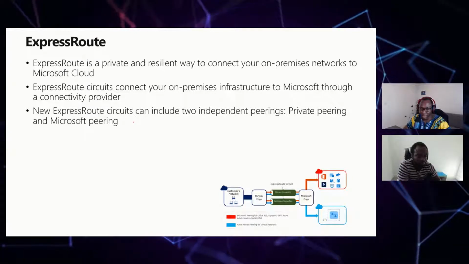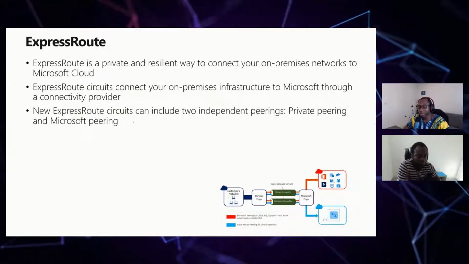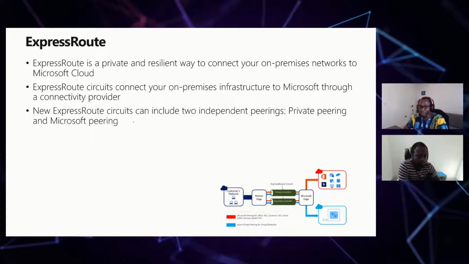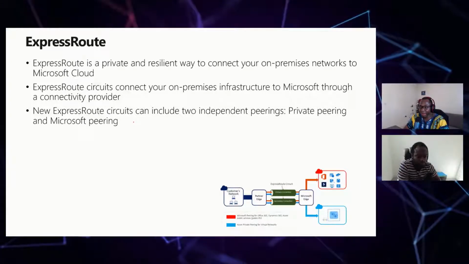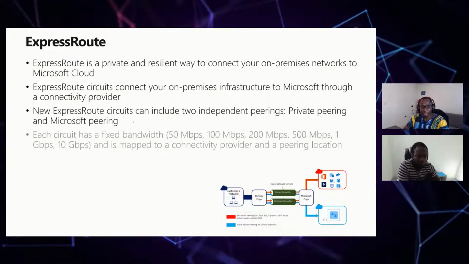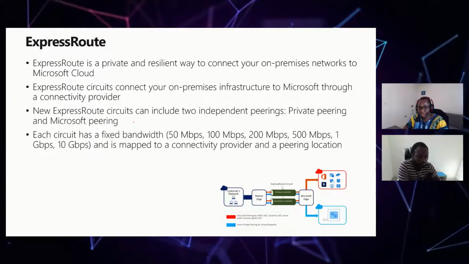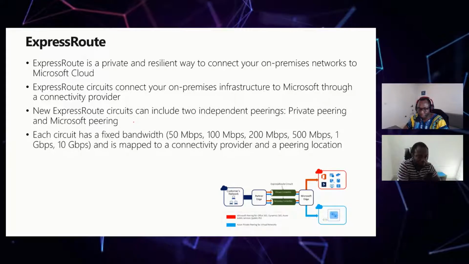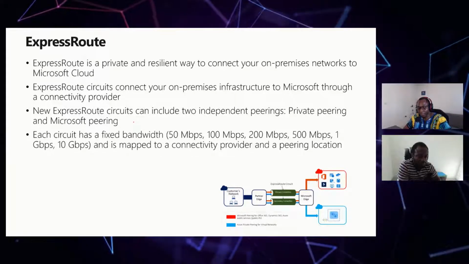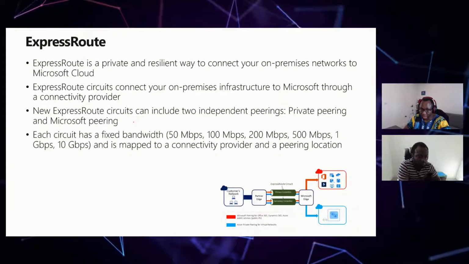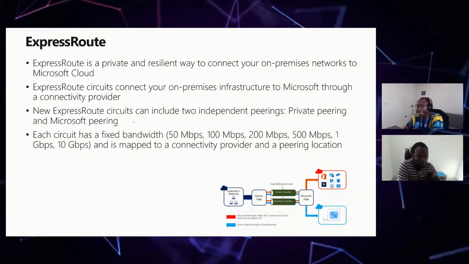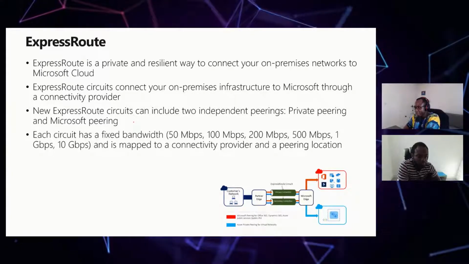So, we mentioned that ExpressRoute can not only be used to connect to our private networks in Azure, but can also be used to connect to public Microsoft Cloud services. One of the points that I emphasized yesterday is that with ExpressRoute, there are two main things that we're paying for. We're paying for the bandwidth that's allocated to us, and we're paying for the outbound data transfer.